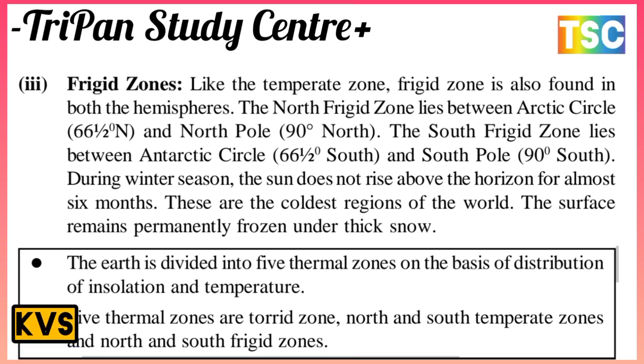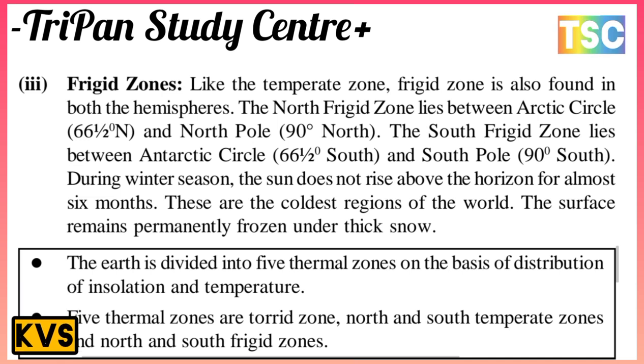The south frigid zone lies between the Antarctic Circle, 66 and a half south, and the South Pole at 90 degrees south. During the winter season, the sun does not rise above the horizon for almost 6 months. These are the coldest regions of the world. The surface remains permanently frozen under thick snow.